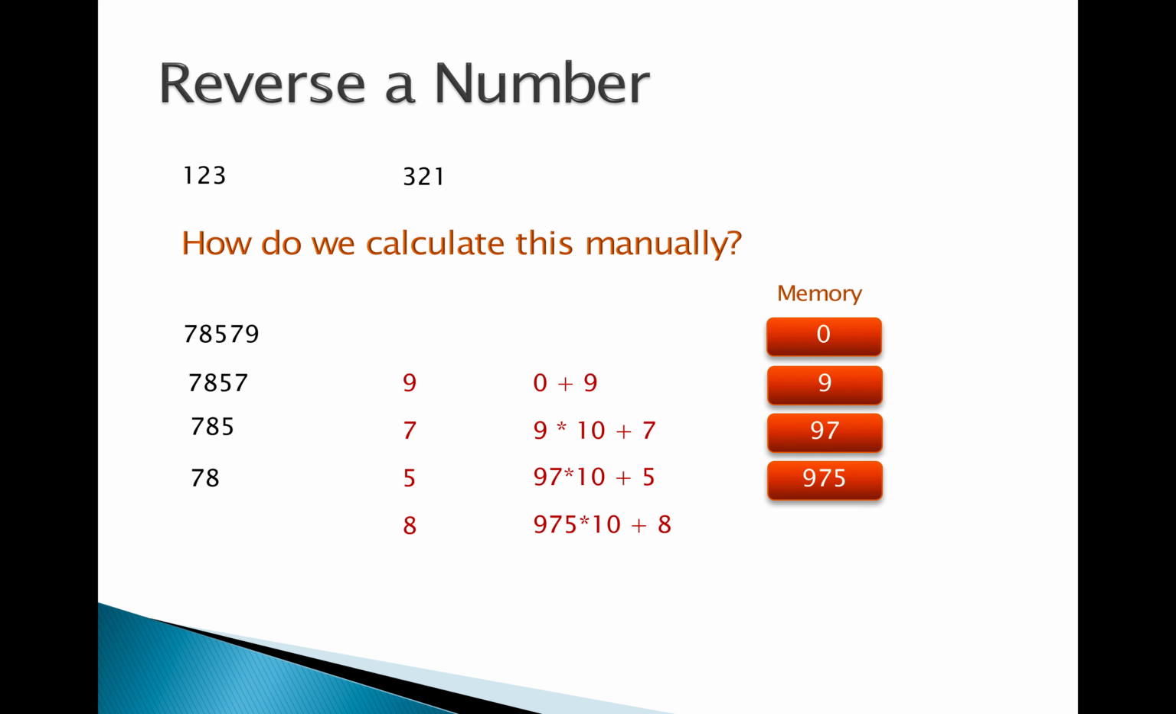Then reduce the number, take the 8 from it, make it 9750 plus 8, which is going to be 9758. Then reduce the number, extract the last digit, multiply the sum by 10 and then add 7 to it, which will result in 97587, which is the reverse of 78579. There are no more numbers to reduce, so it is becoming 0. The input number has become 0, so we are going to stop here.